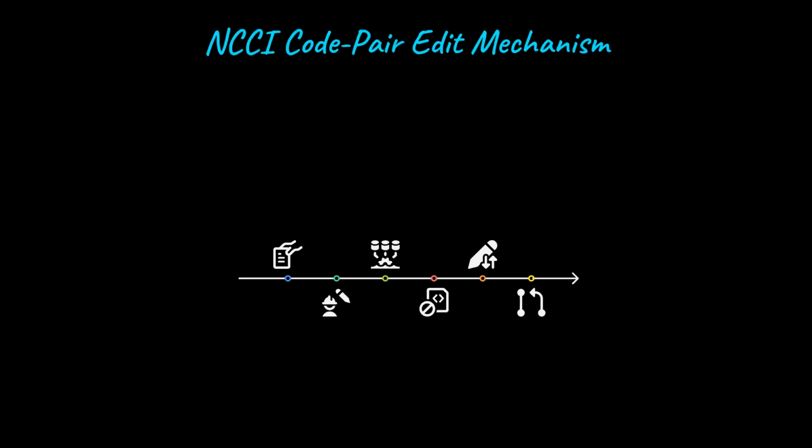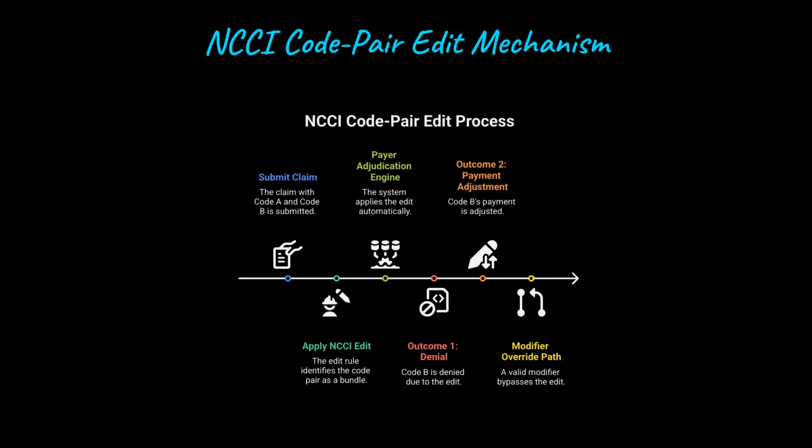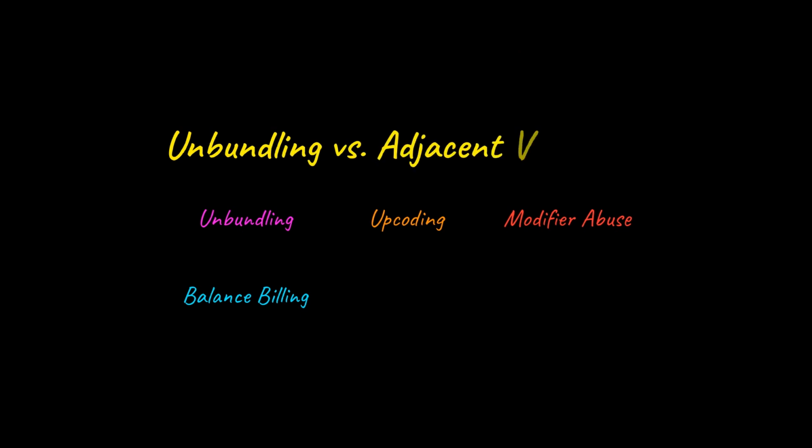have produced. The National Correct Coding Initiative, NCCI, publishes a set of code pair rules identifying which two codes should never be billed together. When a claim arrives with a flagged pair, the payer's adjudication engine automatically denies one code or adjusts payment. In certain clinical circumstances, a valid modifier can override the edit, but only when documentation supports it.